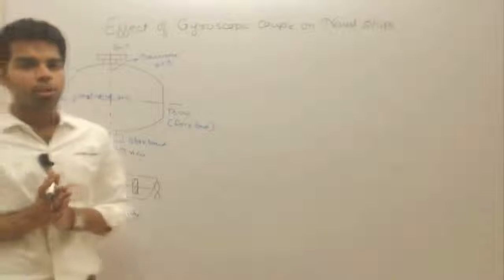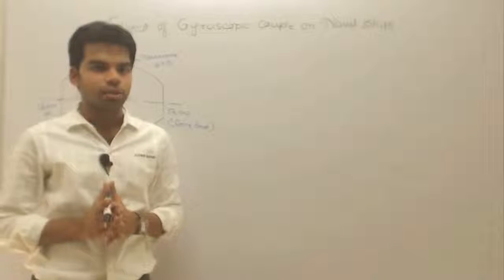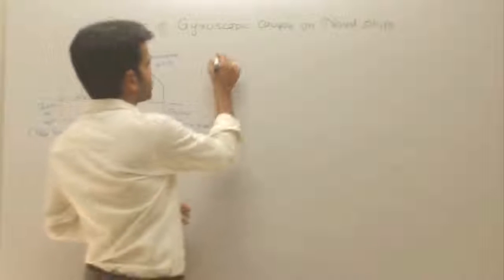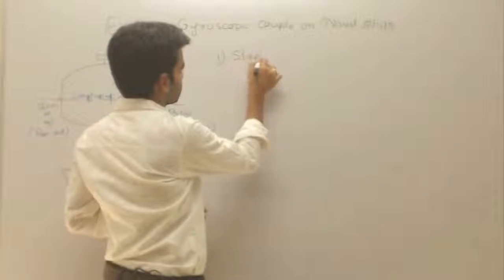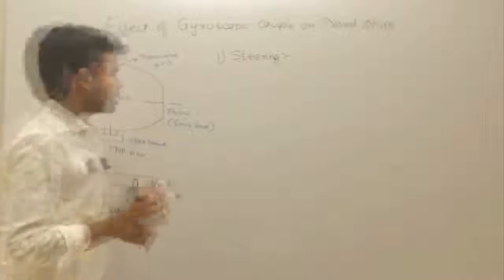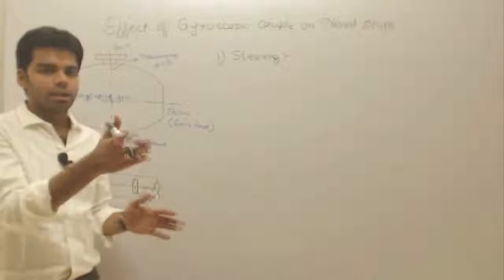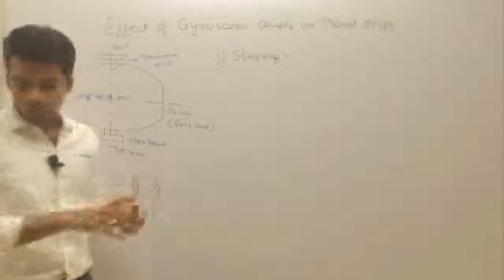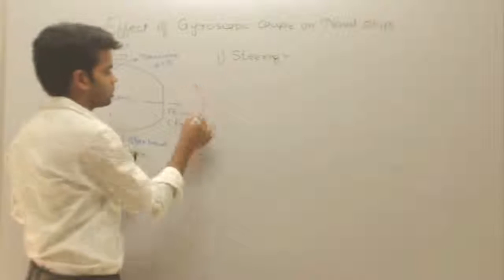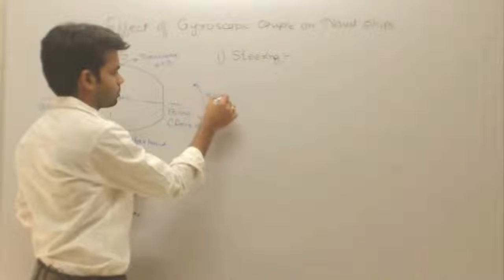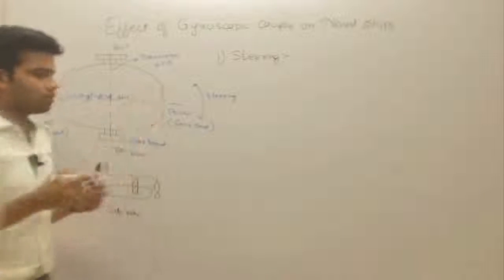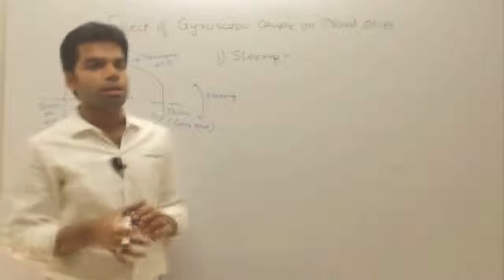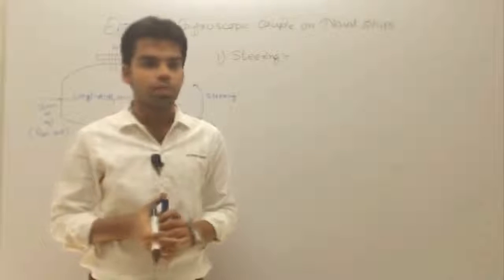Now, three different phenomena may occur in the ship and we will analyze the effect of gyroscopic couple in all these three different phenomena. The first phenomenon is steering. Now, what is the meaning of steering? Steering means just moving left and right. As we know the steering in a car, what is the function of the steering? Just moving left and right. Okay, so if we view from the top, this phenomenon is nothing but steering, moving left and moving right. So what will happen if the ship is moving in the left direction and what will happen if the ship is moving in the right direction?